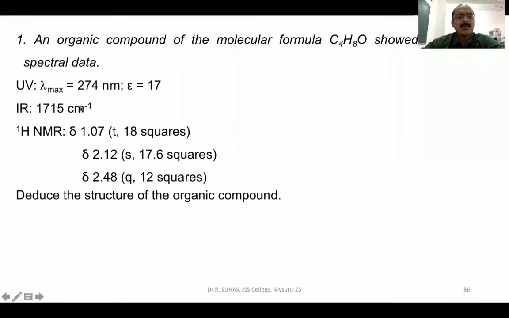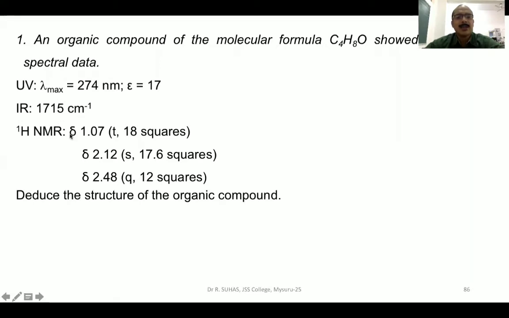IR 1715 cm⁻¹ indicates that there could be a carbonyl group, because the molecular formula also tells us that there is O and there is C, so C=O could be present. We are not so sure, it is not confirmatory, it is just at first sight we can assume that there could be a carbonyl group at 1715 cm⁻¹.